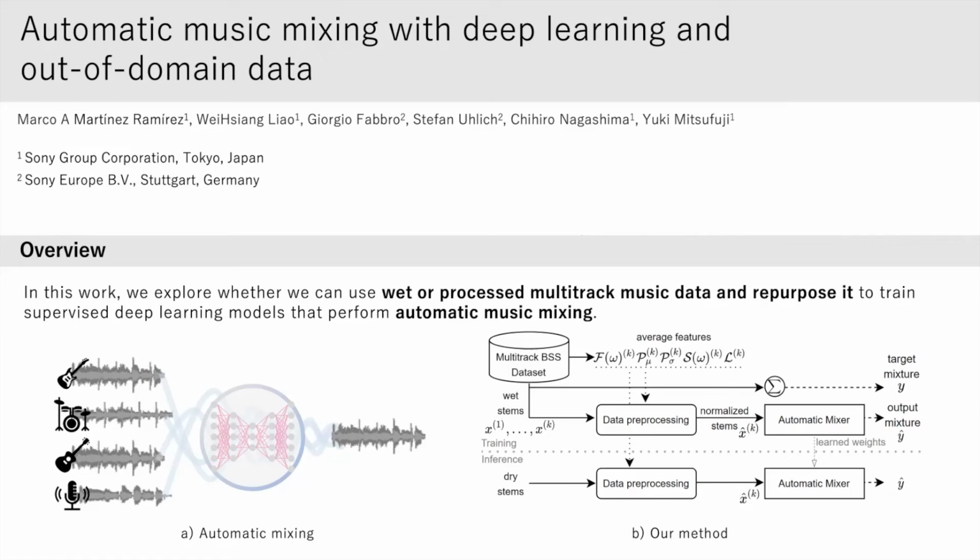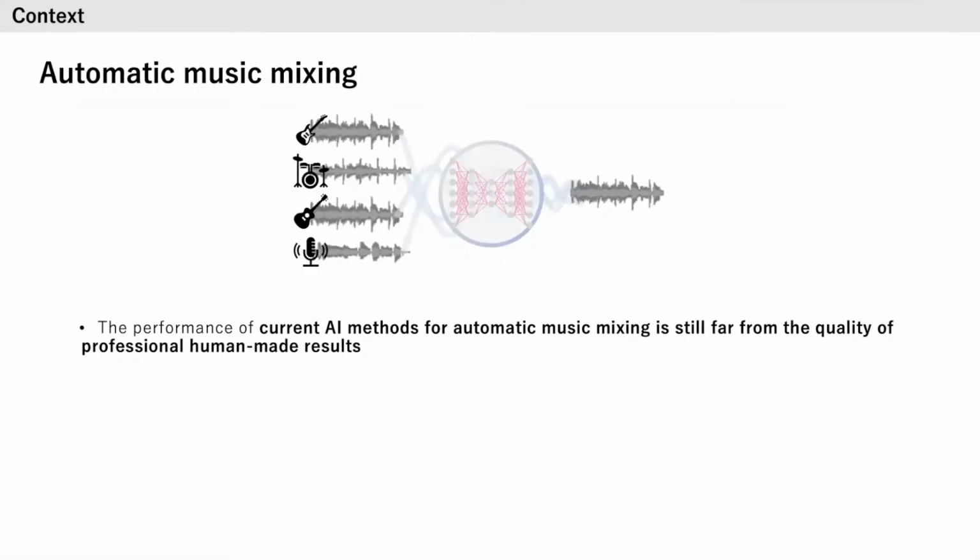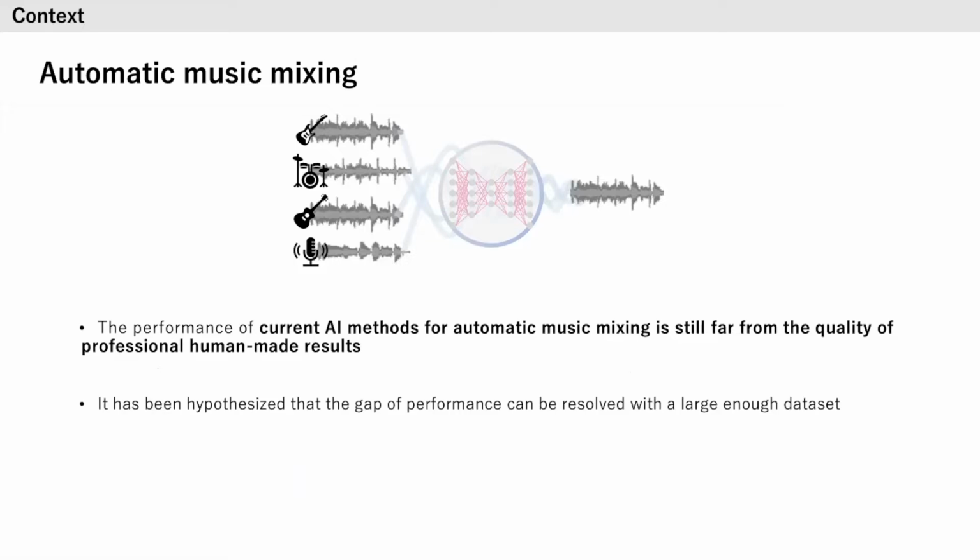In this work, we explore whether we can use wet or processed multitrack music data and repurpose it to train supervised deep learning models that perform automatic music mixing. As a context, the performance of current AI methods for automatic music mixing is still far from the quality of professional human-made results, and although data-driven approaches have been explored, it has been hypothesized that the gap in performance can be resolved with a large enough dataset.